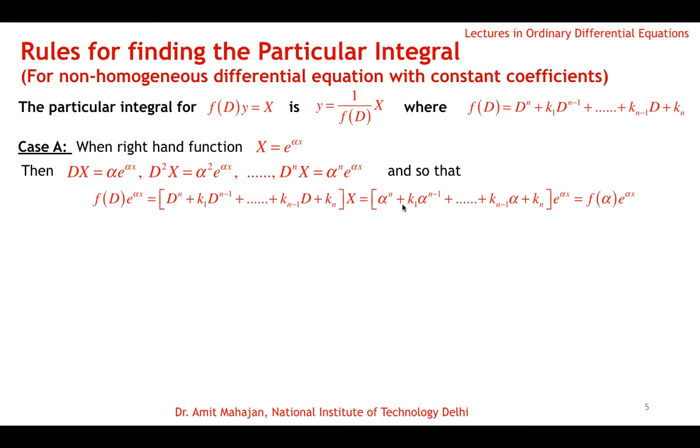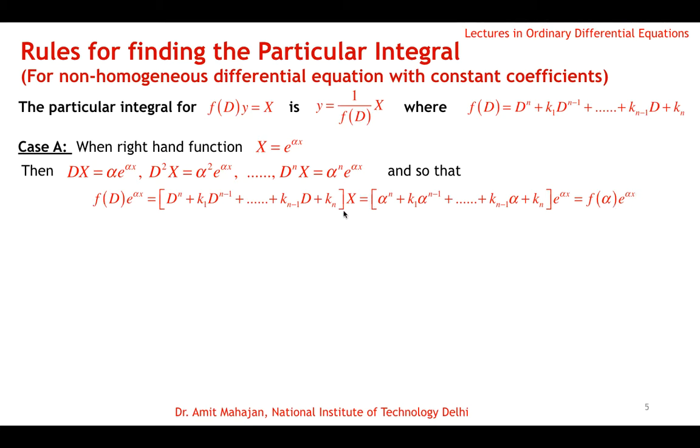So if we substitute, it will be this polynomial multiplied with e power alpha x, and this polynomial, if you see, is nothing but f of alpha. If D is replaced with alpha, it is the same thing. So f of D e power alpha x is nothing but f of alpha e power alpha x.